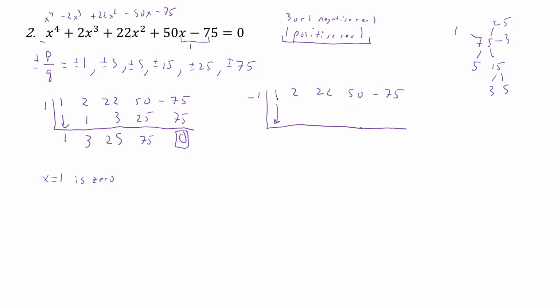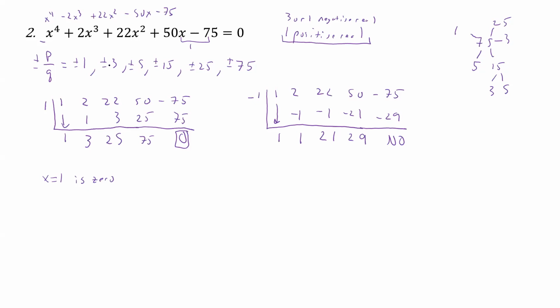So I'll bring down the 1, and then I have 1 times that. It's going to be -1. 2 minus 1 is 1. That's going to be a -1. 22 minus 1 is going to be 21. And then that's going to be a minus 21. And that's going to be what? 29. And so that's going to give me a minus 29. And so I'm just going to say, no, that's not going to be a factor. So we don't have to worry about that one.